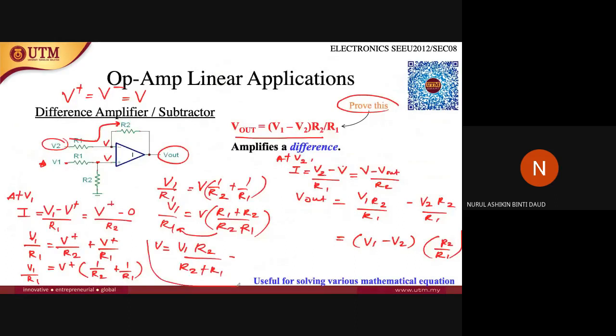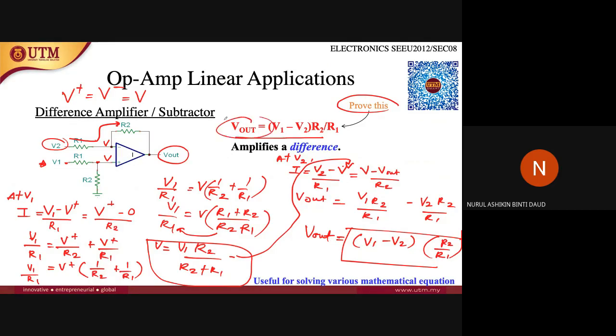V that we have calculated just now, which is this. Put it inside here, and in the end you will get the value of the V output, which is the one that we want to figure out, which equals V1 minus V2 times R2 over R1. Okay, I hope it's clear, and you can try this again, because I didn't do this step by step for V2 here. So try to figure out how to prove this equation.